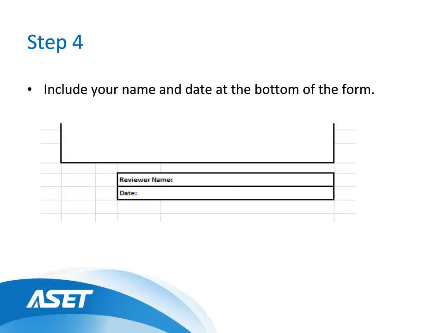Finally, include your name and date at the bottom of the assessment form. You may then upload your form for review by ASET. ASET staff will review the form to verify all necessary information is provided and, if recommended by the assessor, will follow up with the applicant regarding any deficiencies. The summary and any additional information provided by the applicant will then be reviewed during the full review of the applicant's file.